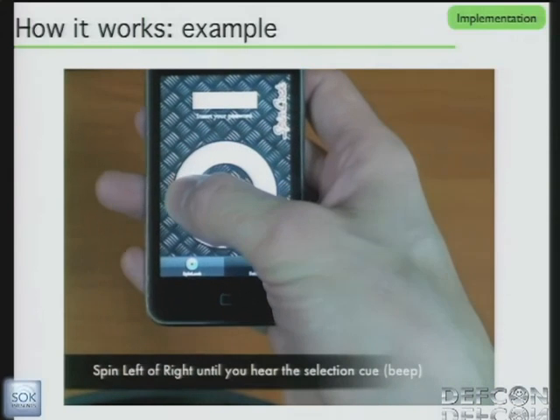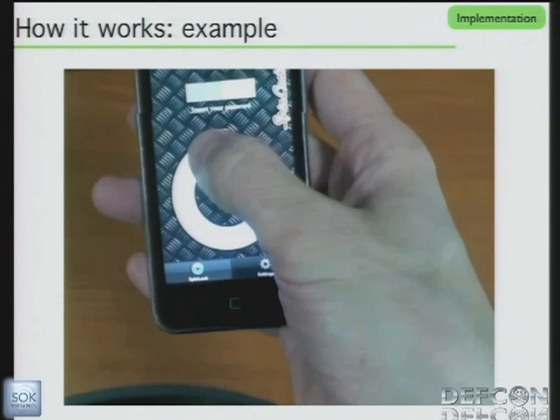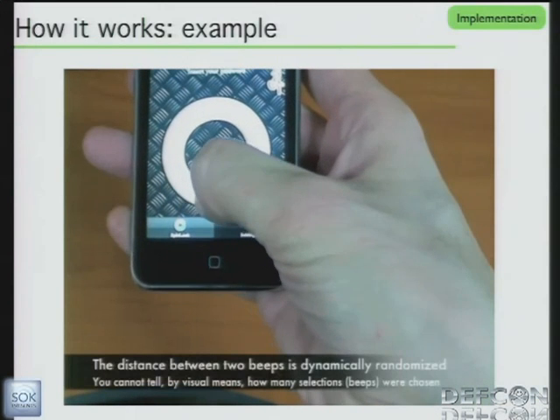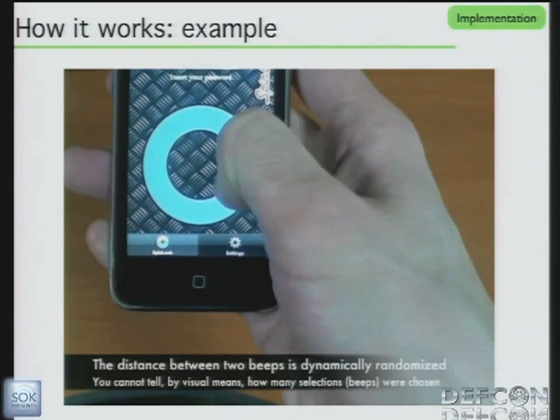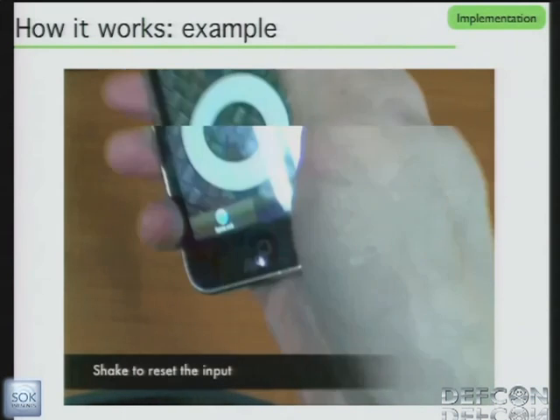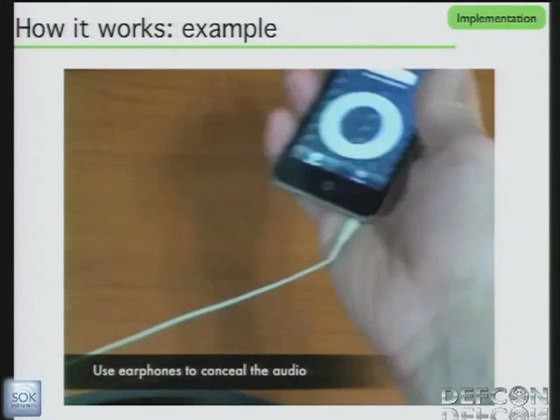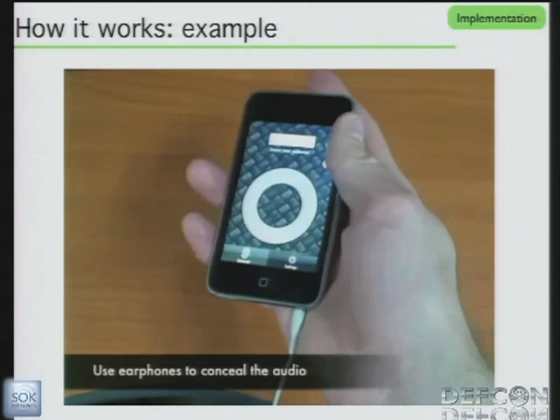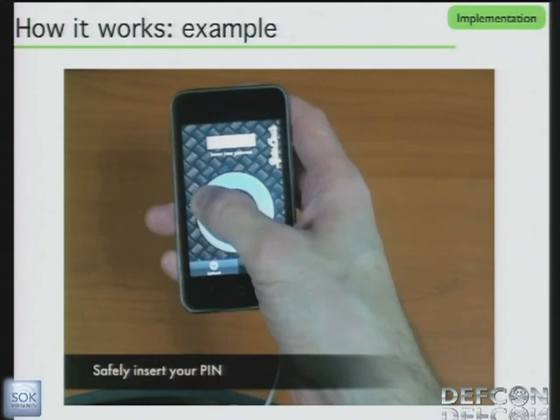And the clicks here are just progress indicators, and the beeps are the counts. Someone who's observing can't tell how many you've done because the distances are randomized and the start point is wherever. Once again, silent with the headphones on.